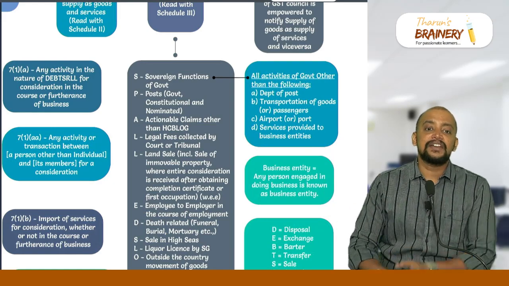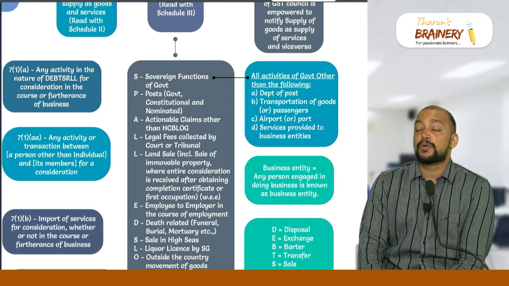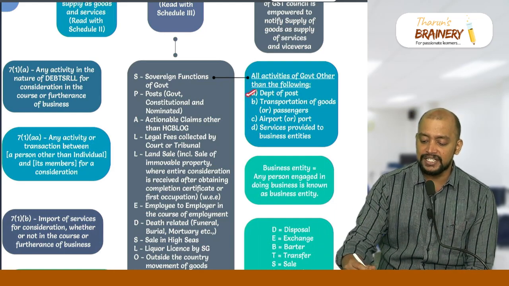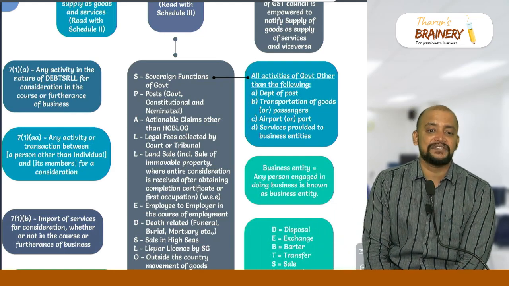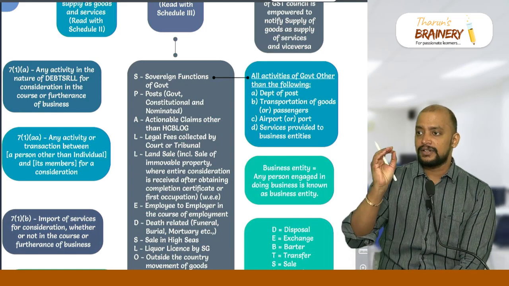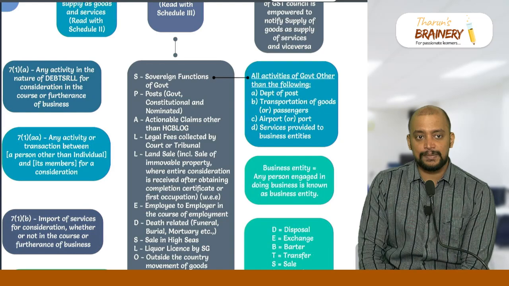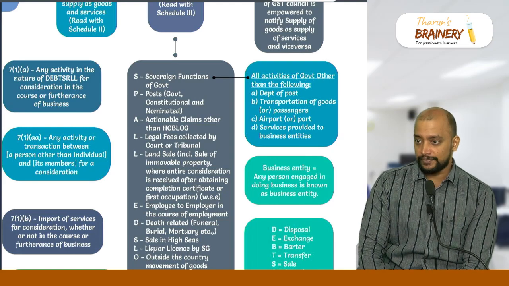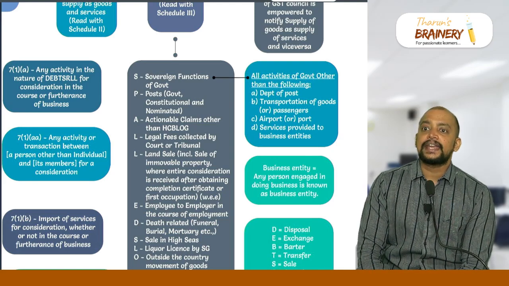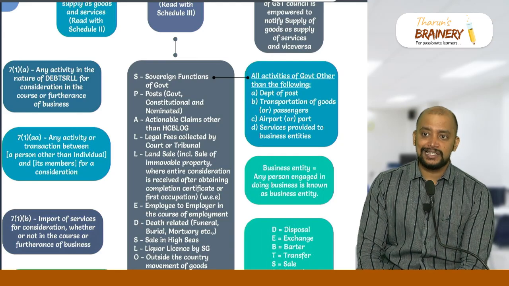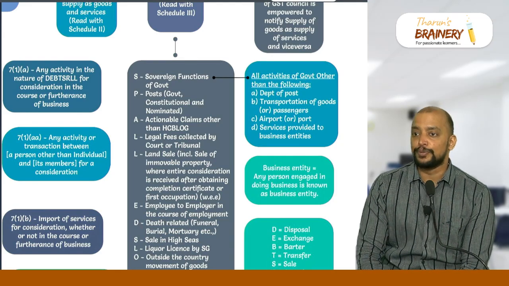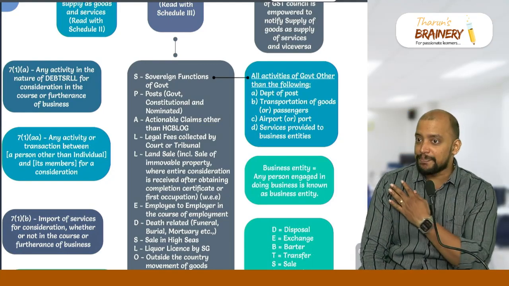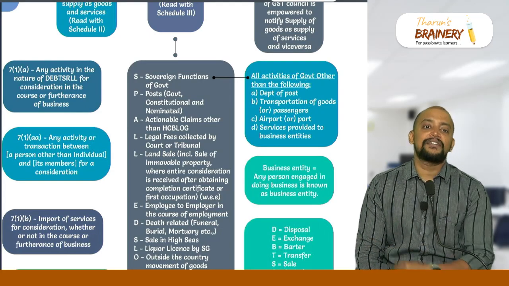Then the 4th one, services provided by government to business entities. So these are the 4 activities of government which are covered under supply, and all other activities are excluded from supply. Now I will give you an example. You tell me, is it covered under supply or not? Say I want to take a metro water connection to my building. For that purpose, I get the connection and I pay charges to Metro Water Supply Board.